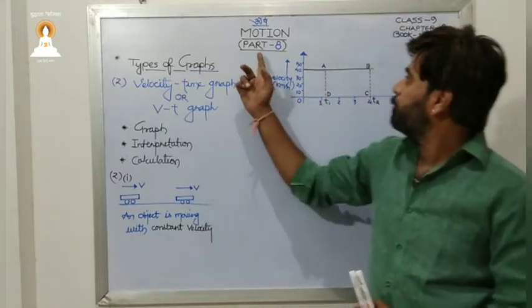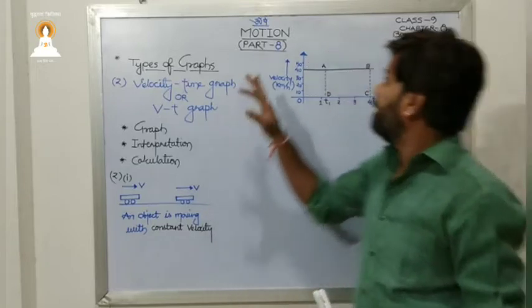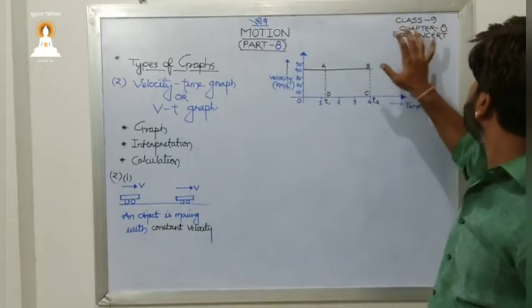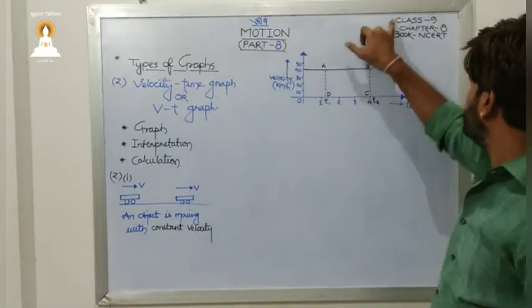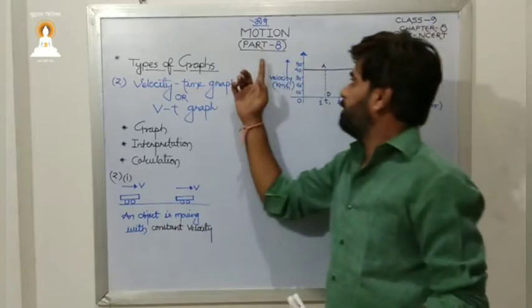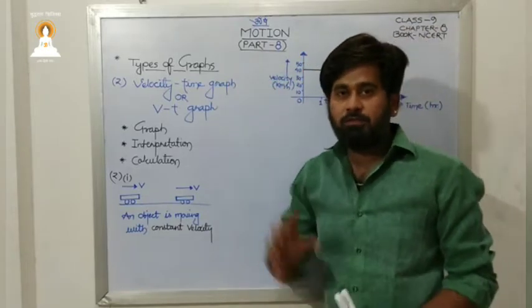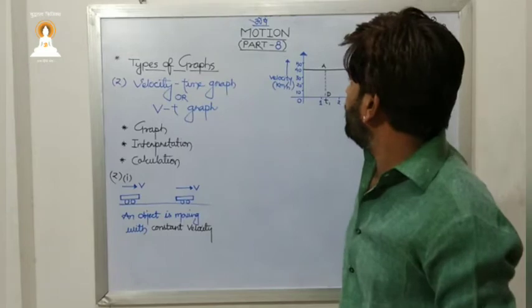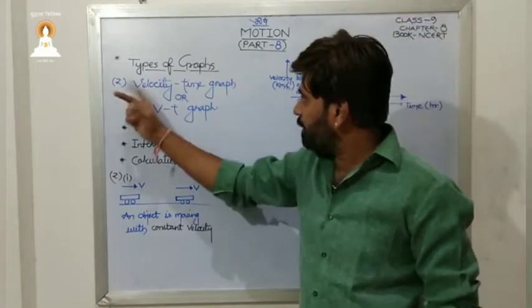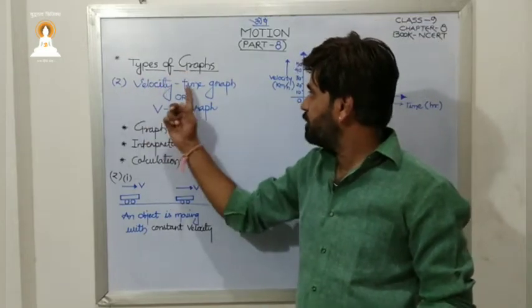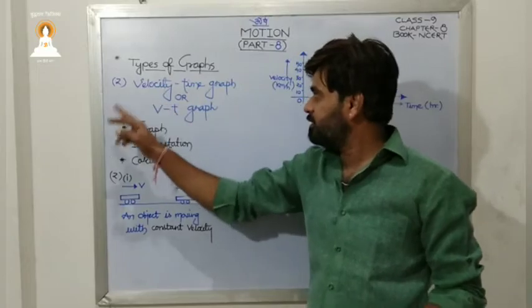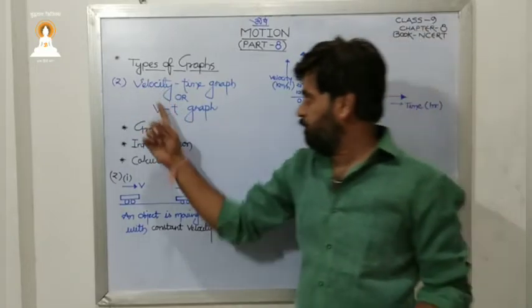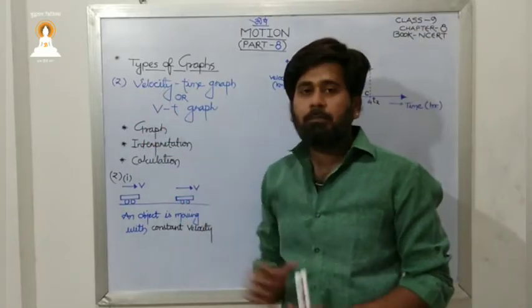As we have completed up to part number 7, we were discussing chapter number 8, Motion, of class 9th. Up to part 7 we have completed, in which we have seen the first type of graph, that is the position time graph. Now this is the second part, in which we are going to discuss the velocity time graph.